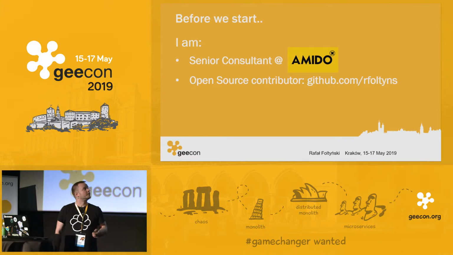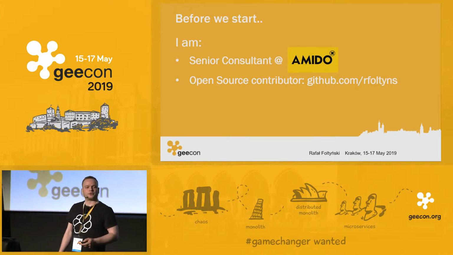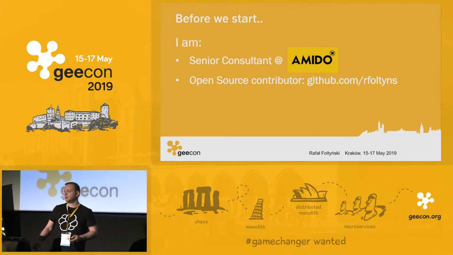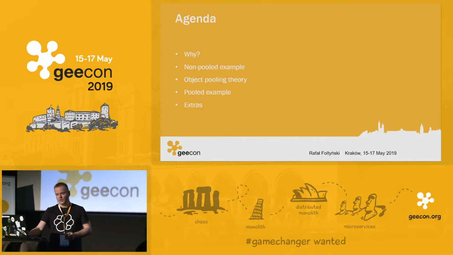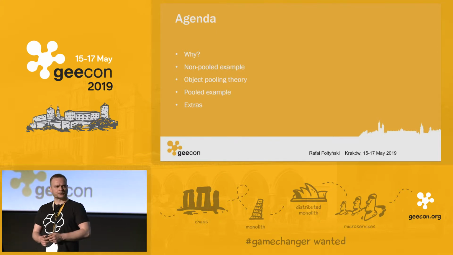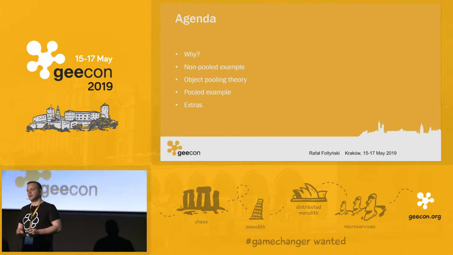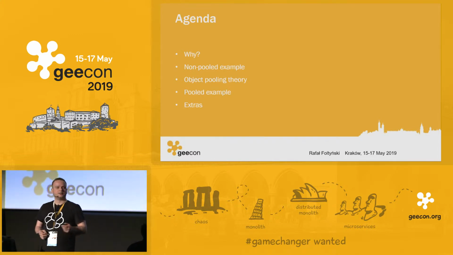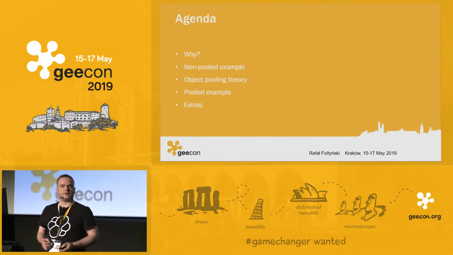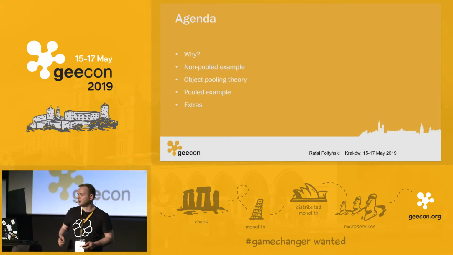So before we start, I'm a senior consultant in Amido in London. Also, I'm an open source contributor. I will talk a bit about it today. I'm going to tell you why I am here, present a non-pooled example, and tell you something about object pooling theory. Then I'll present some pooled example, and give you some extras, some GC comparisons, if you manage to get some time for that.